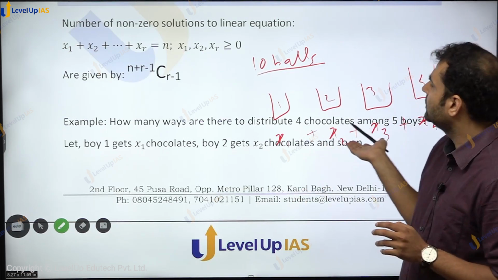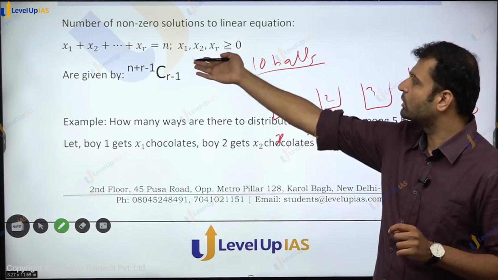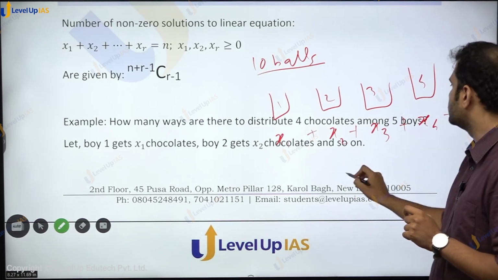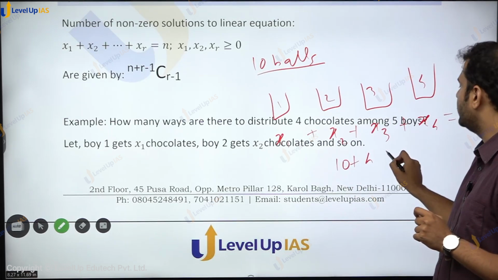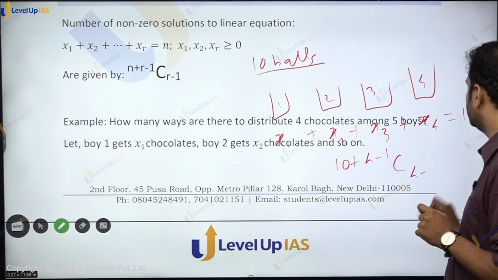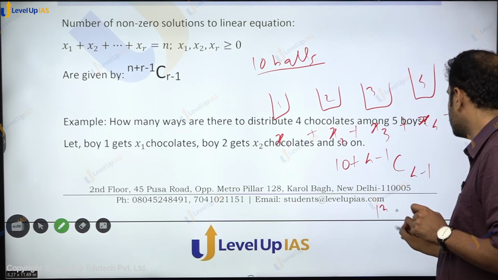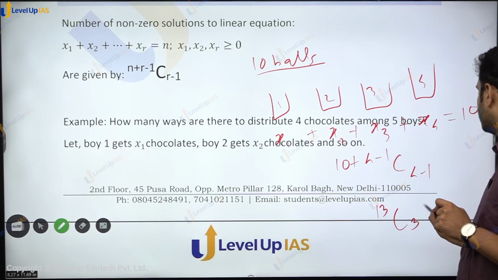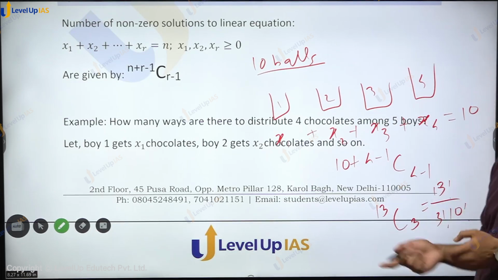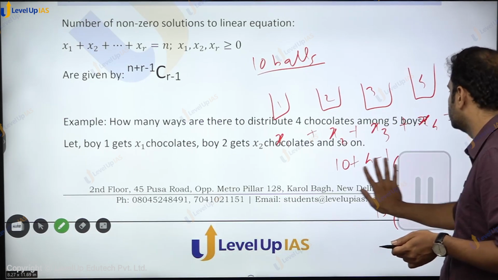So the answer to how many ways there are is the number of solutions of this, which is n, which is 10, plus r minus 1, choose r, which is again 4 minus 1. So it is 13C3, equal to 13 factorial divided by 3 factorial into 10 factorial. So whatever the answer is, that will be the answer.